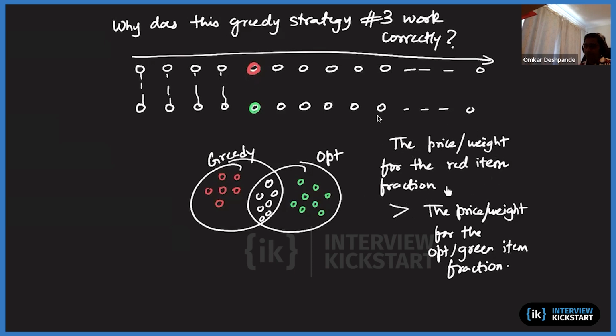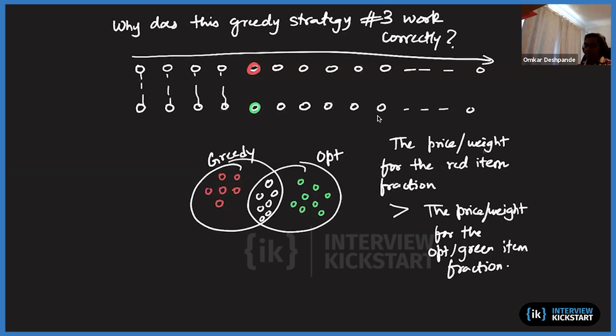So in that case, you can imagine taking this and replacing one of these green points with this red piece, right? In fact, you can pick any of these green pieces. The claim is that all of them will have a price per unit weight that's smaller than this red piece. Otherwise, we would have picked them. Our greedy algorithm would have picked them first.